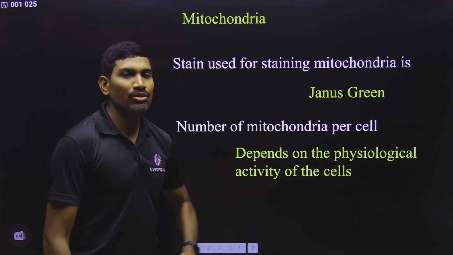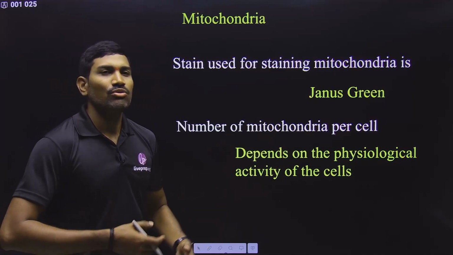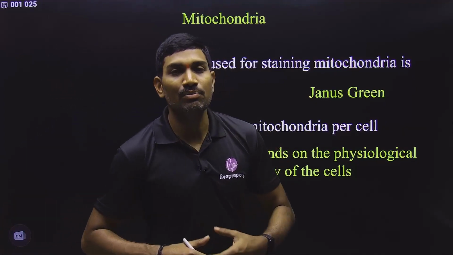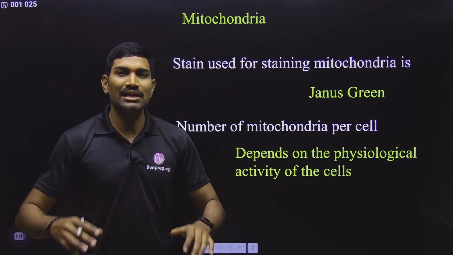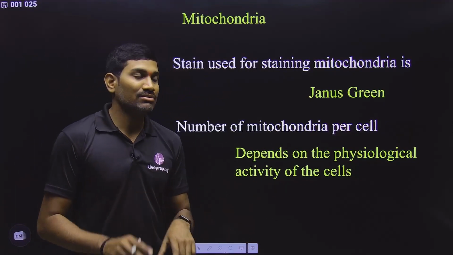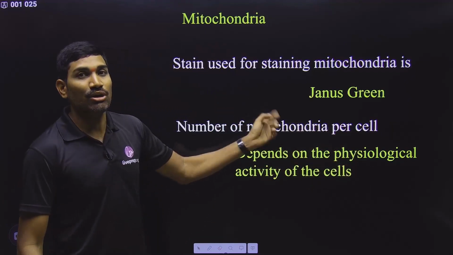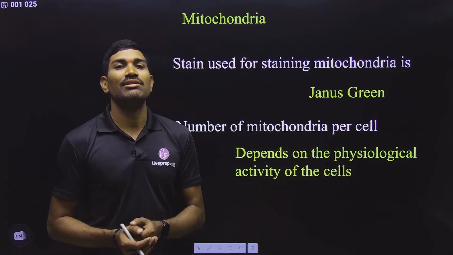Next one, number of mitochondria. There is no fixed number. So what is the function of the mitochondria? Mitochondria will provide energy, ATP energy. If a cell requires more ATP, in that cell, more mitochondria will be there. So that's why, based on the physiological activity of the cell, the number of mitochondria will be variable.